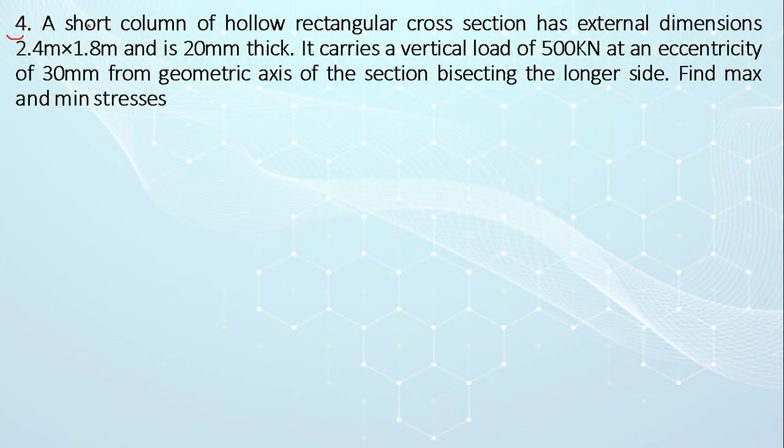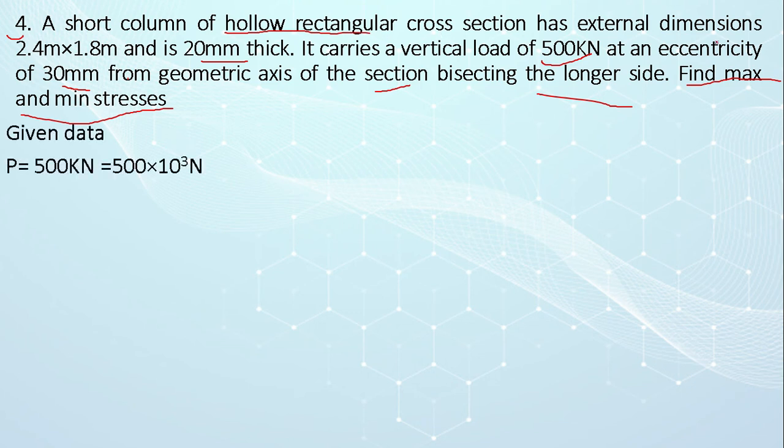Problem number 4. A short column of hollow rectangular cross section has an external dimension 2.4 meter by 1.8 meter and 20 mm thickness. It carries a vertical load of 500 kN at an eccentricity of 30 mm from a geometric axis of a section bisecting the longer side. Find the maximum and minimum stresses. So in this problem, first we will find out what is given, and then we will prepare the drawing of this short column or hollow rectangular column.